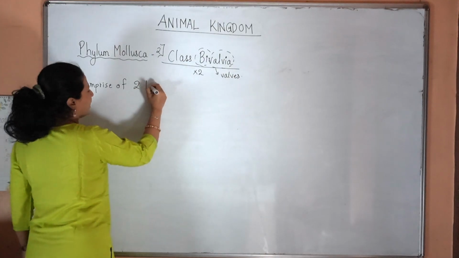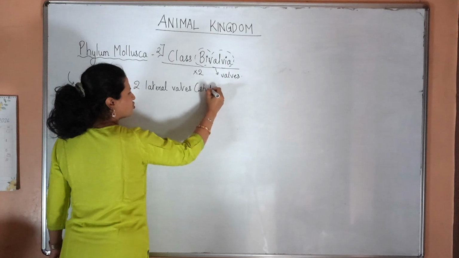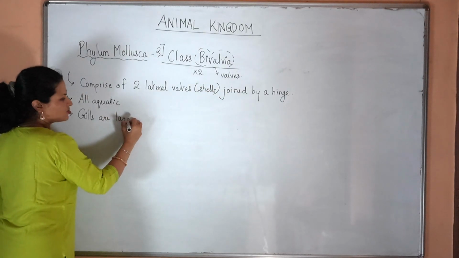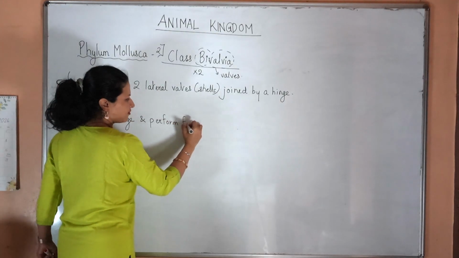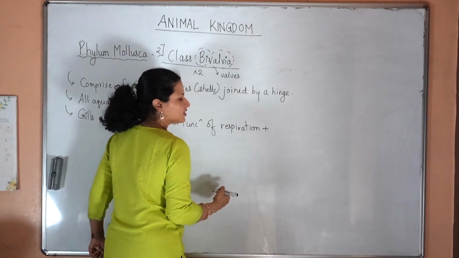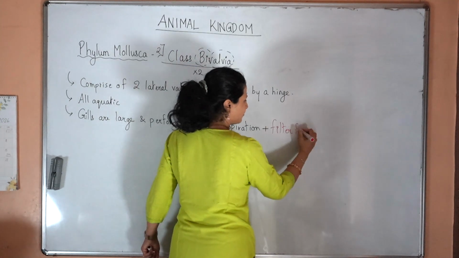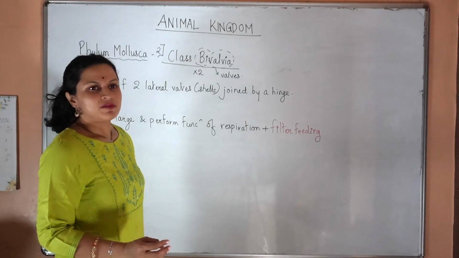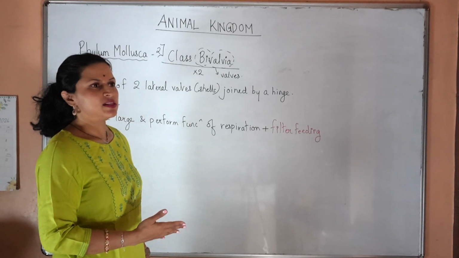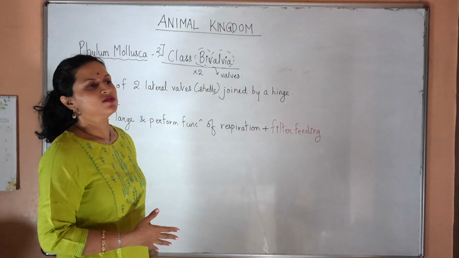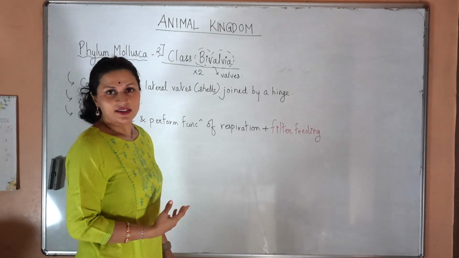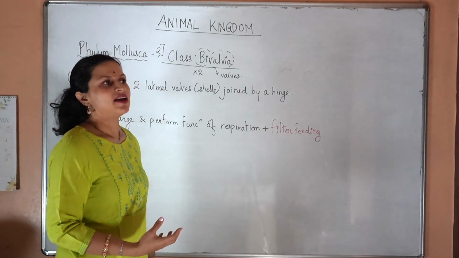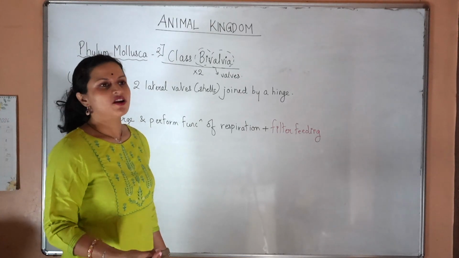They comprise 2 lateral valves, which means the shell is joined by a hinge. All are aquatic. Gills are large and perform the function of respiration plus something called filter feeding. What is filter feeding? These gills, which are feathery, take up water, and the water brings with it oxygen which the gills take up. Because of the feathery nature of these gills or ctenidia, they trap the food particles, which are filtered out, and the mollusk then feeds on them. That's called filter feeding.